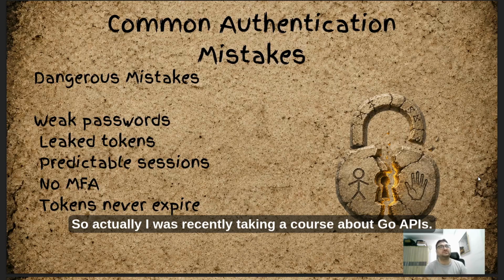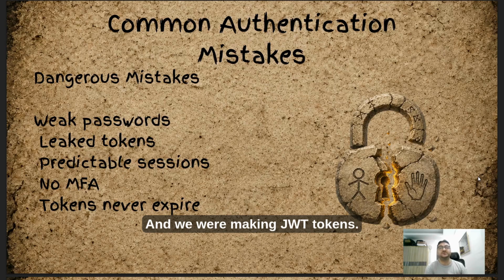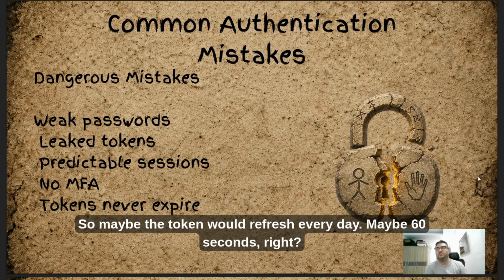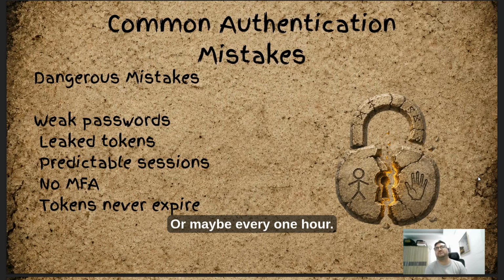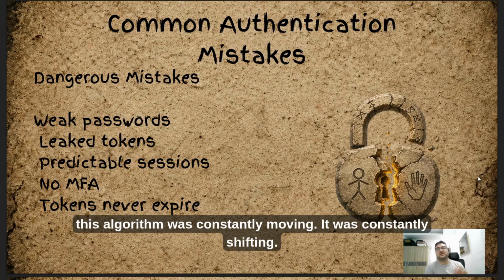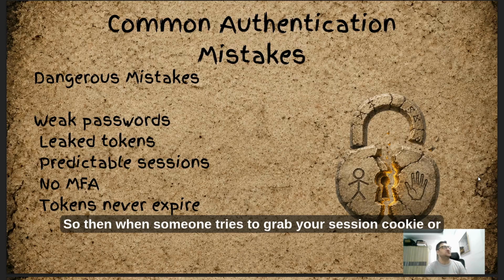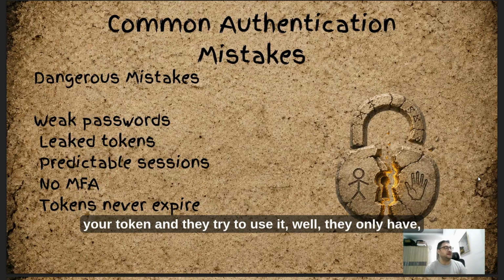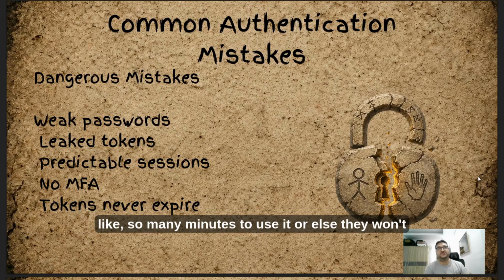I was recently taking a course about Go APIs, and we were making JWT tokens, and I went over a lesson about refreshing tokens. So maybe the token would refresh every 60 seconds, right? Or maybe every 1 hour. I think that was really cool because it showed that this algorithm was constantly moving, constantly shifting. So when someone tries to grab your session cookie or your token and try to use it, they only have so many minutes to use it, or else they won't be able to access it. So I think it's great.